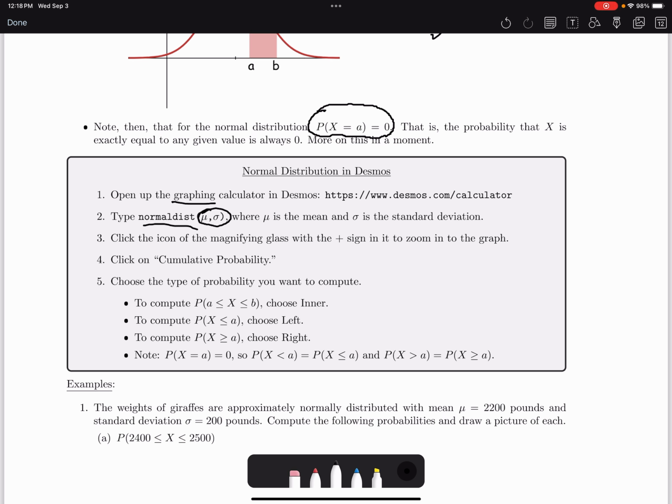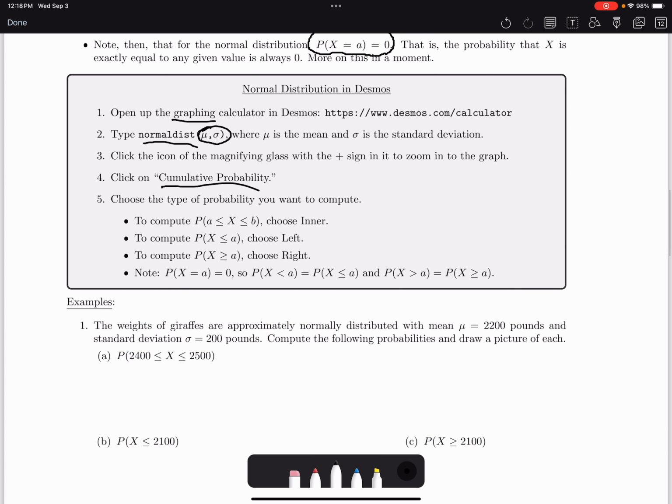From there, if we want to compute a probability, we click on cumulative probability, and then we choose the type of probability that we want to compute. Just like with the binomial distribution, there aren't going to be options for us to compute strict inequalities, but in the case of a normal distribution, the probability that x is less than a is exactly equivalent to the probability that x is less than or equal to a. That's different from the way it was with the binomial distribution. So again, this is something that we'll emphasize in a little more detail by looking at some examples here in a second.